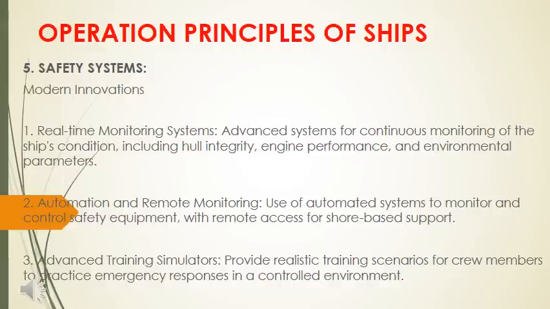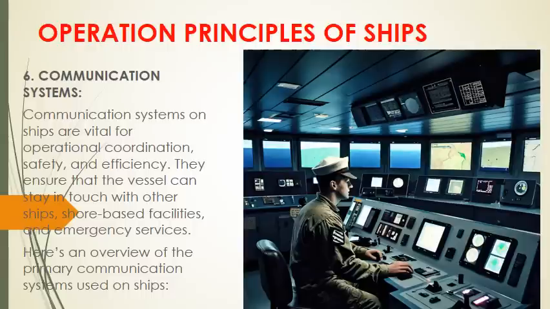Number 2, automation and remote monitoring. The use of automated systems to monitor and control safety equipment with remote access for shore-based support. And number 3, advanced training simulators to provide realistic training scenarios for crew members to practice emergency response in a controlled environment. Operation Principle 6 is communication systems.